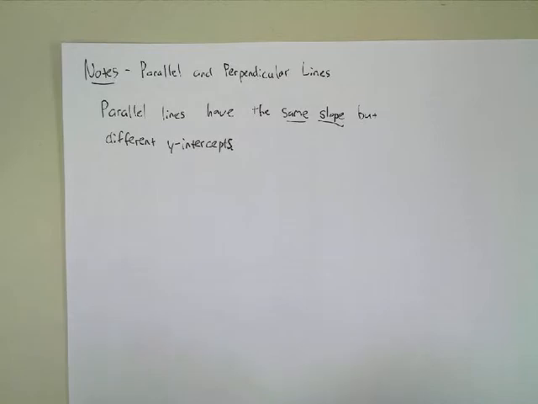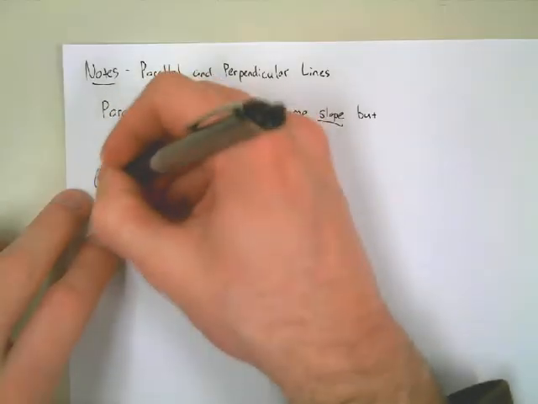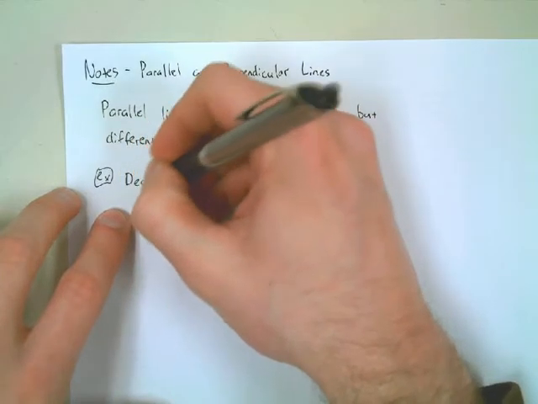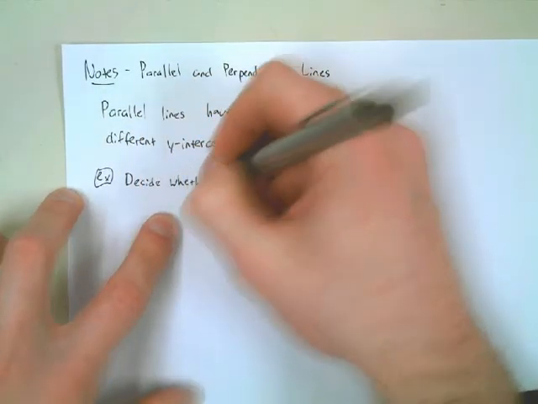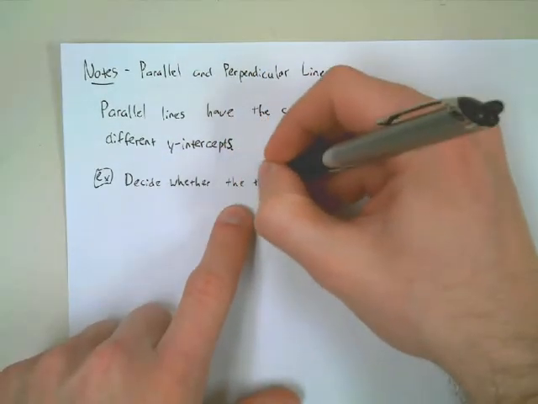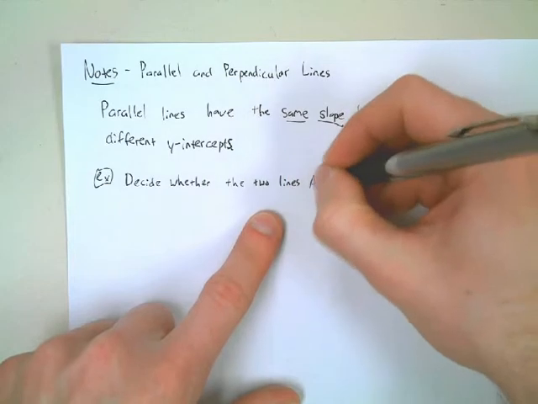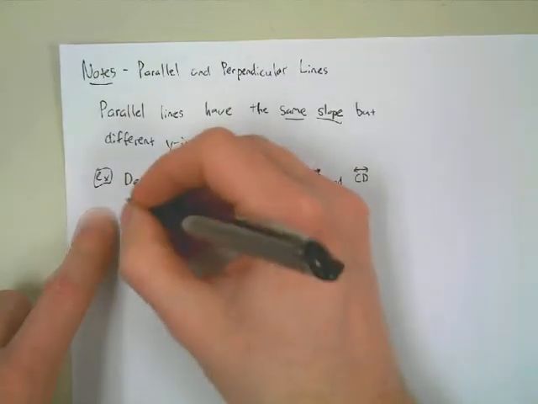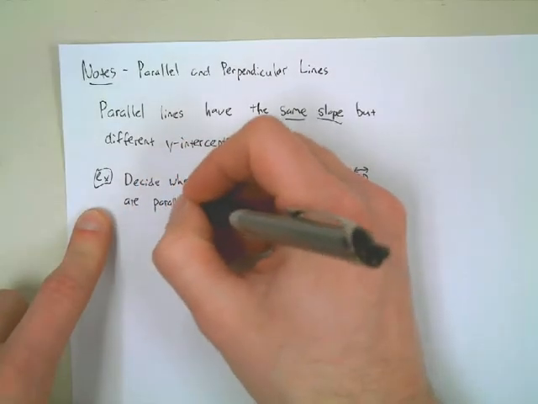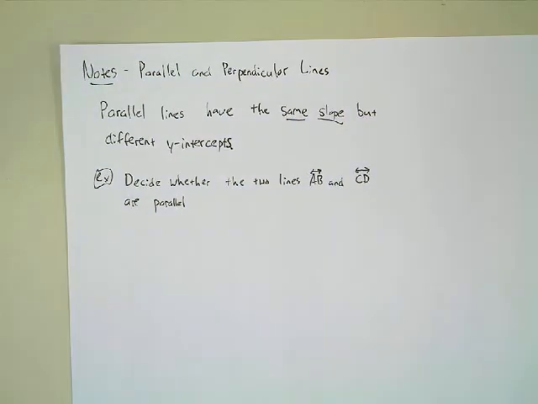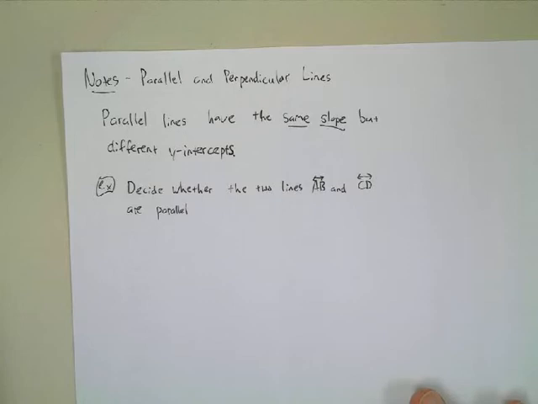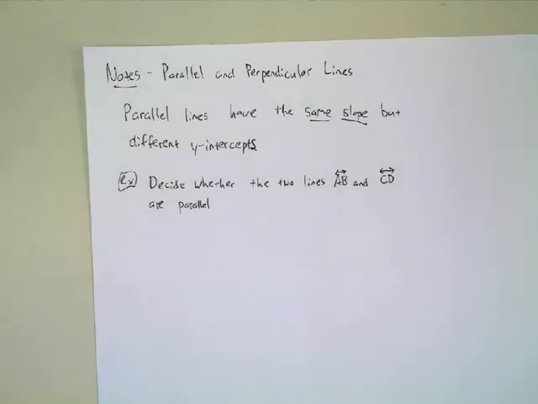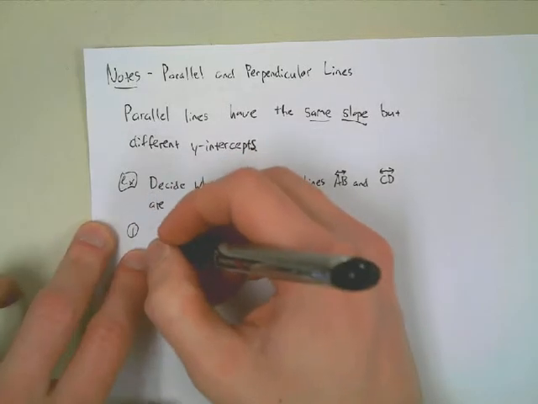Good. So we're going to use the slope formula to find the slopes of our lines. Okay, so let's just do an example here. Let's decide whether the two lines, line AB and line CD, are parallel. Okay, so I'm going to have you guys decide whether the two lines, line AB and line CD, are parallel. All right, so we'll start here. Number one, okay, we'll do two. I'll do one, and then you guys can try one.